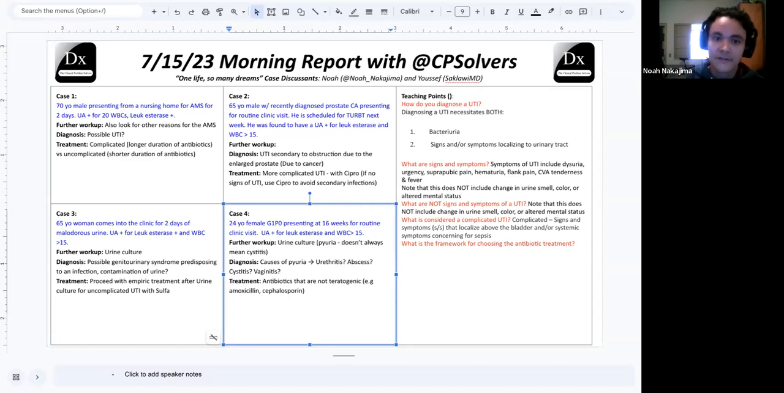There are, however, situations where getting a urine culture is mandatory, it's indicated. So pre-procedure, pre-urologic procedure, like case 2, pregnancy, like case 4, and renal transplant in the first 30 days, we have the indication of getting a urine culture and treating the bacteria in the urine, even if no symptoms, has shown improved outcomes.